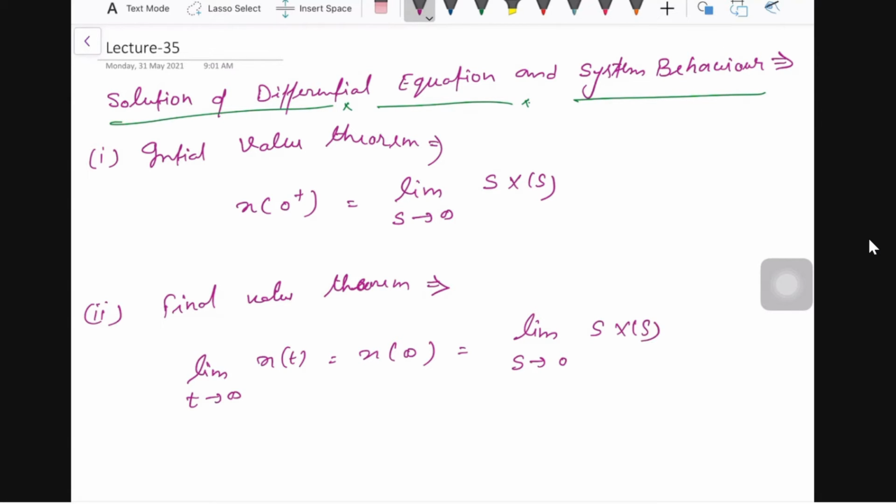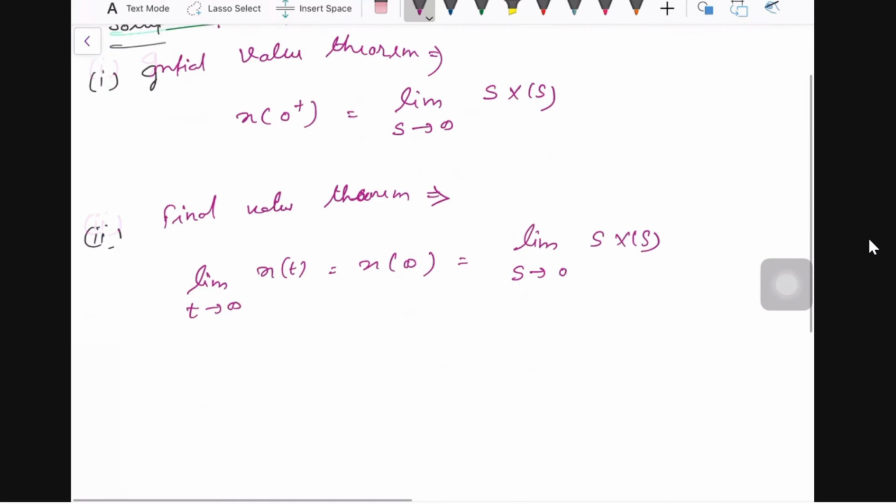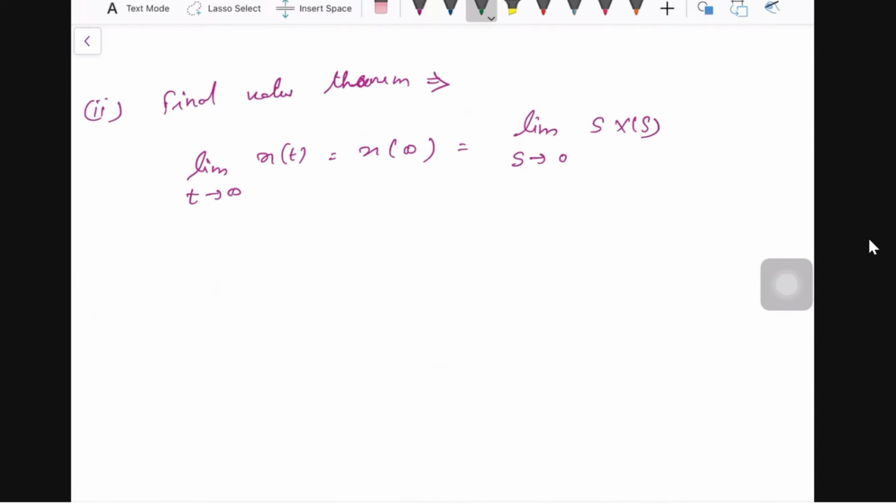Now why am I writing these two properties, the initial value theorem and final value theorem? Because in the differentiation property we have seen the initial values and final values were coming. So we have to calculate these values when we are using this differentiation property. So we will see with the help of a numerical problem.